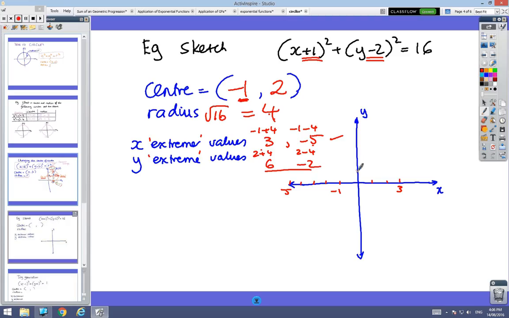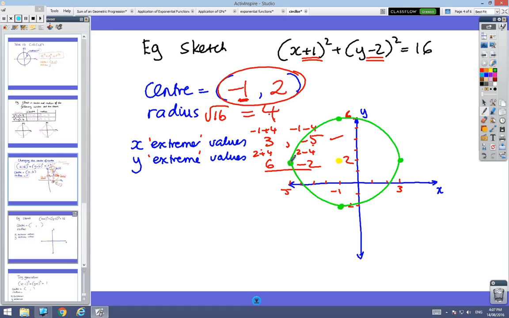But these things have to be pretty even. 2, 3, 4, 5, 6. 1, 2. And the center is minus 1, 2, so I need to put those numbers in. Not a great sketch, but minus 1, 2 is the center, and then that one and that one is the extreme, and that one is the extreme, and then just join up the outsides. And you have your center, you have your circle.